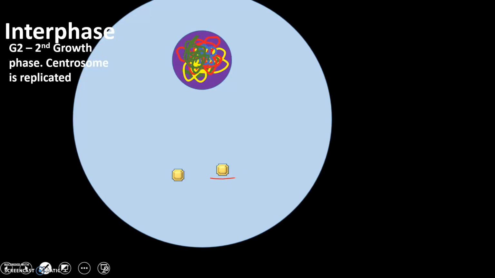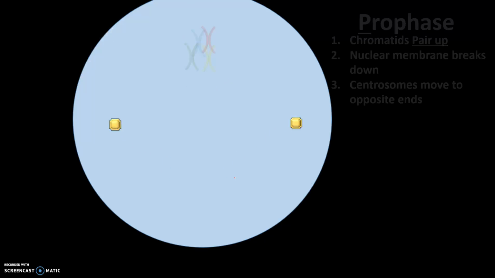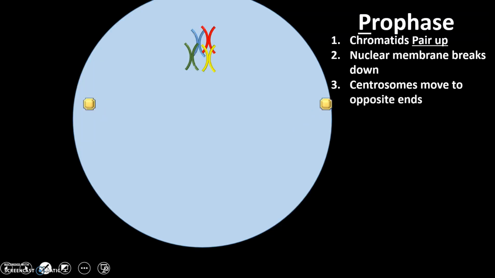Following interphase, we start mitosis. The first step of mitosis is prophase. Now watch what happens in prophase. 3 things are going to happen. We have the sister chromatids. First, the DNA, the chromatin, is going to condense into chromosomes. Each chromatid is going to pair up with their identical match to form the chromosomes right here. Okay. The centrosomes start moving to opposite ends, and the nuclear membrane breaks down.